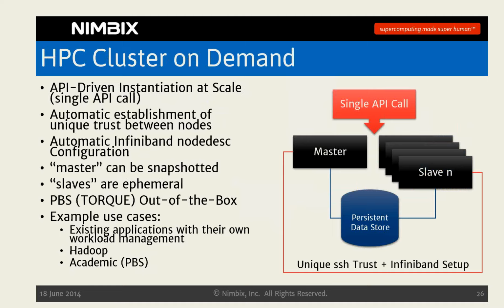Another example is what we call our HPC cluster on demand, which again, with a single API call, you can instantiate a cluster fully configured with a master and any number of slaves, and the master and slaves have unique SSH trust plus InfiniBand set up between them. So it acts like a standalone cluster that you instantiate with a single API call. The master can be snapshotted, the slaves are ephemeral, and one example that we have, which you can actually instantiate today off of our portal, is an out-of-the-box Torque cluster that you can use for applications that require their own workload management through PBS.